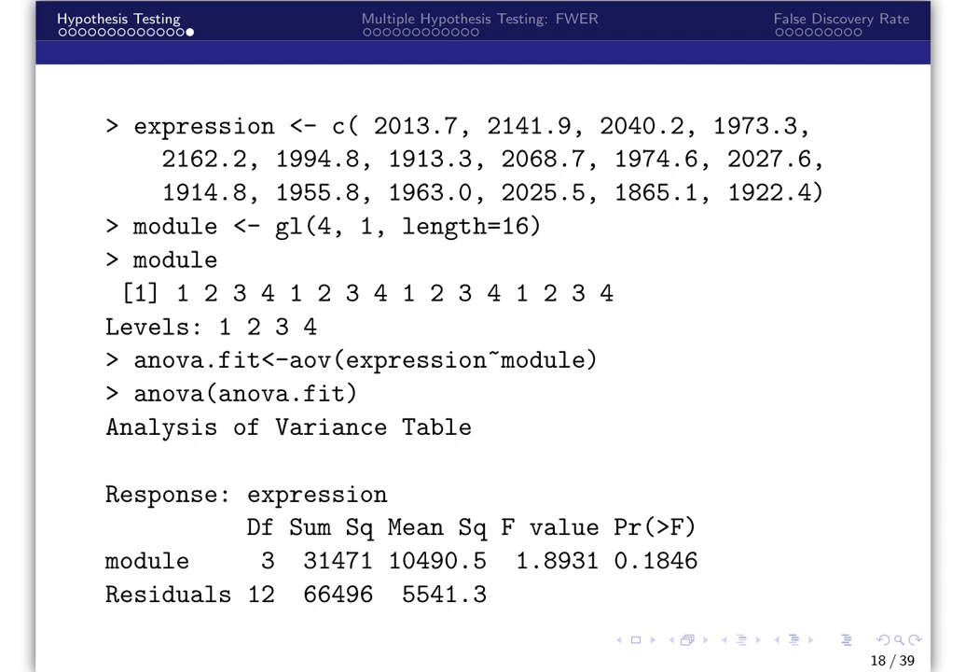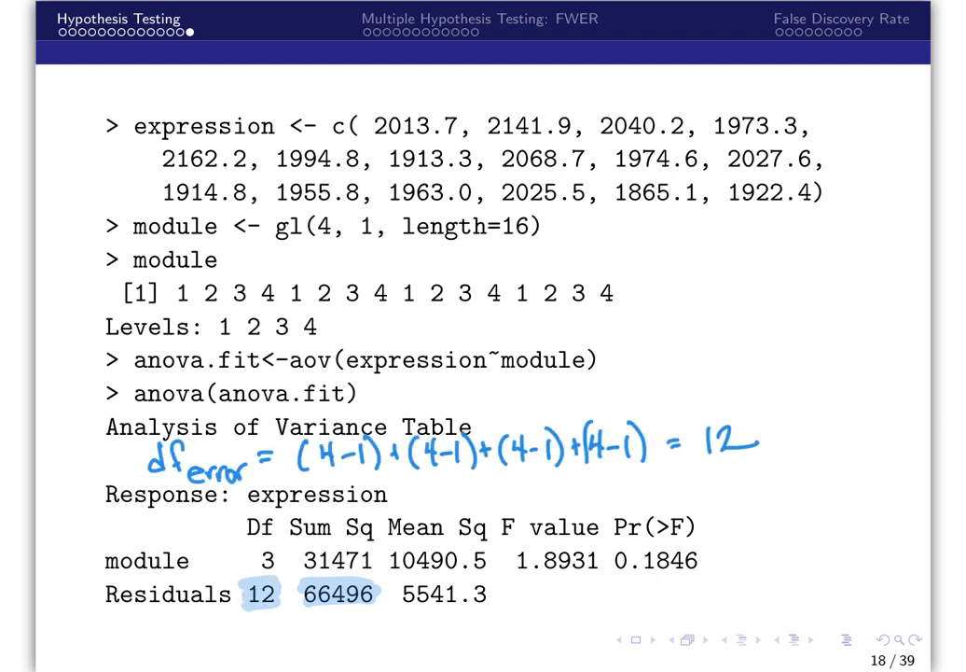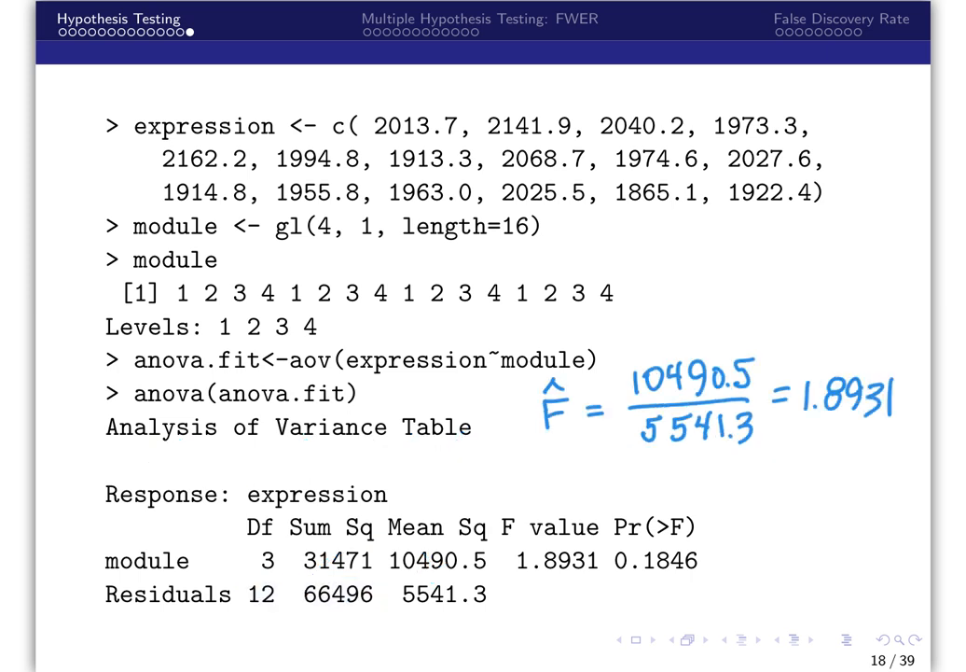The sum of squares due to group is 31,471, and dividing this by k minus 1, which equals 3 degrees of freedom, yields the mean squares due to group. The error sums of squares appears in the residuals row, which is 66,496, and dividing by 12 degrees of freedom yields the error mean squares. Forming this ratio yields our test statistic. If given an F-test and the numerator and denominator degrees of freedom, the p-value can be extracted using this expression.